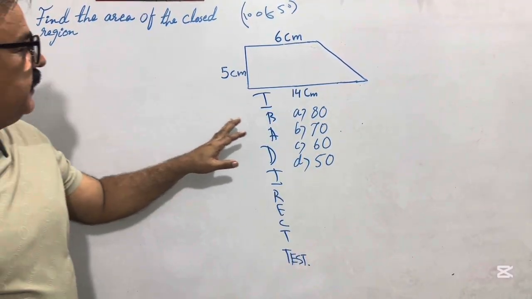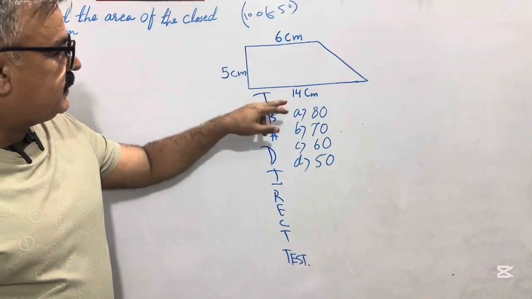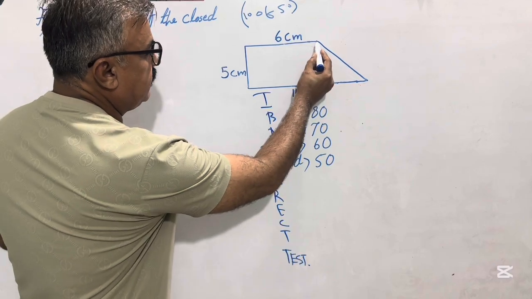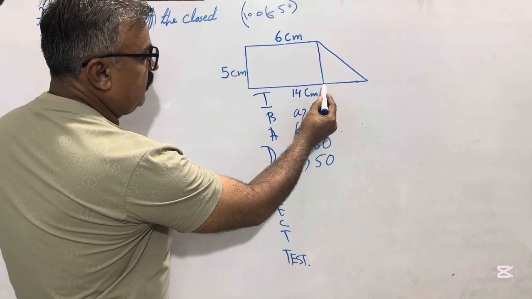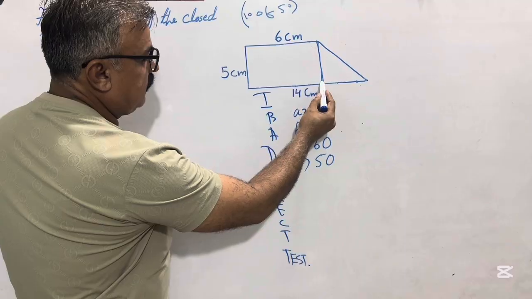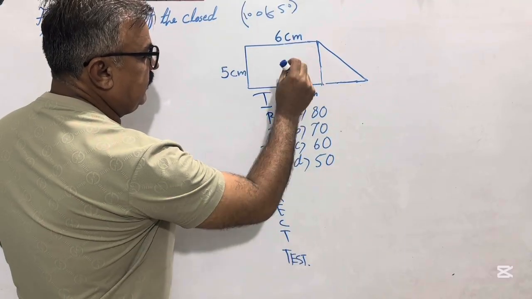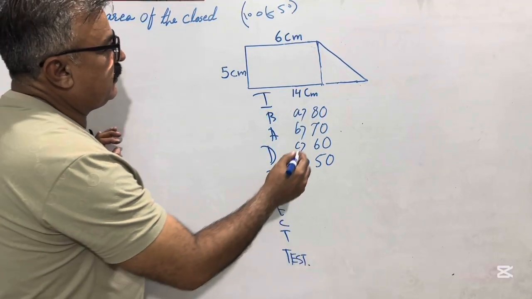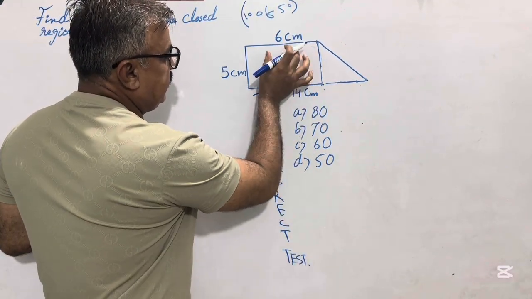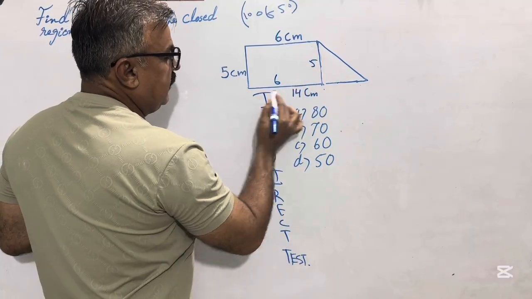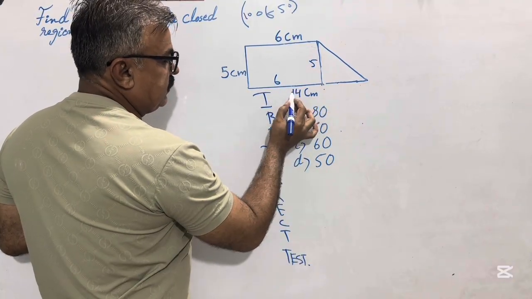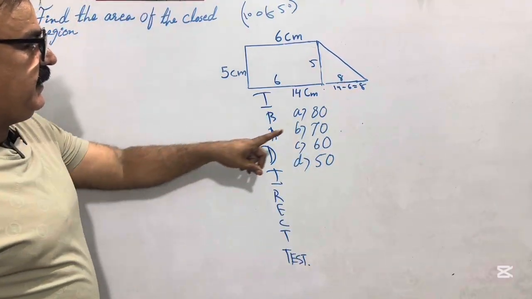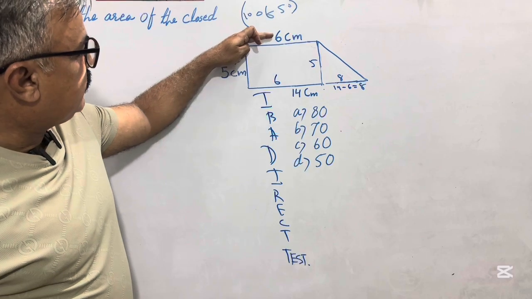I have drawn a figure having dimensions 5, 6 and 14. If I drop a perpendicular, an altitude, from here, then it is very easy. It's a rectangle and a right angle triangle. After dropping the perpendicular, it is 6, it is also 6. It's 5, it's also 5. It is total 14. So 14 minus 6 will become 8. So it is our 8, 5, 6 and 5.